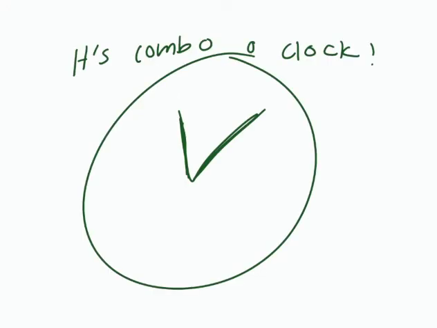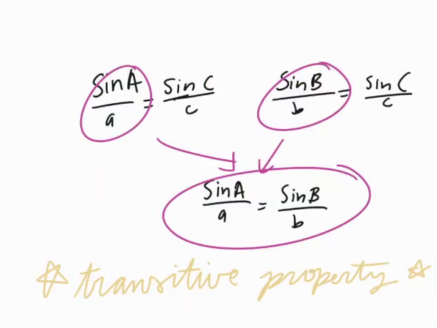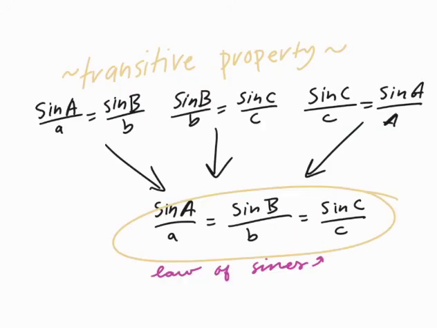And then we can combine the two things we found. So sine of A over A is equal to sine of C over C, and sine of B over B is equal to sine of C over C. We can use the transitive property to say that sine of A over A is equal to sine of B over B, and then take all those three things and use the transitive property, kind of mushing them all together. But I'd say the real evidence is the transitive property. And we can say that sine of A over A is equal to sine of B over B is equal to sine of C over C.